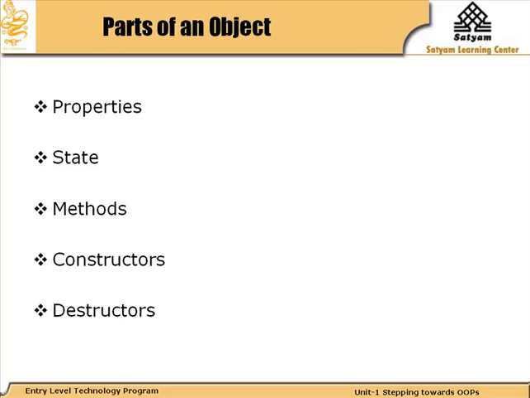Destructors. Destructors are just opposite to constructors. They are implicitly called by the JVM before the object is garbage collected. They are used for deallocating or dereferencing the resources held by the object.